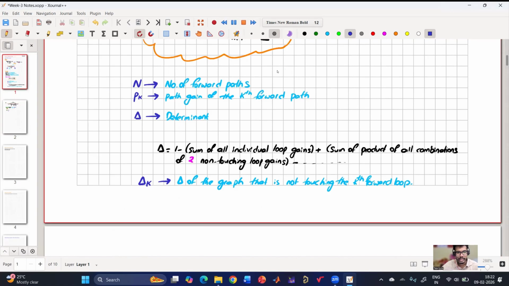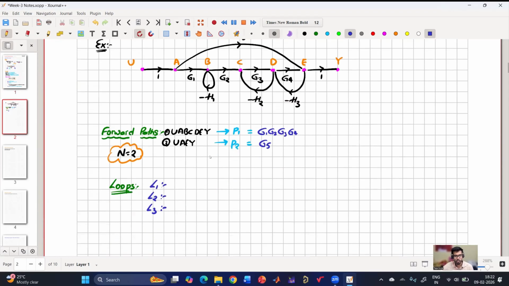So what are the gains of these loops? In our delta, it is the sum of all individual loop gains, so we are dealing with the loop gains only. Whenever we have a loop, we have to see individual loop gains. Three loops are there, right? This is one loop, this is another loop, this is another loop. So what are the loop gains of these three? One is minus H1. Very good. Other one? Minus G3H2. Very good. Other one? Minus G4H3. So everyone agrees, right? There are three loops and the loop gains are minus H1, minus G3H2, minus G4H3.